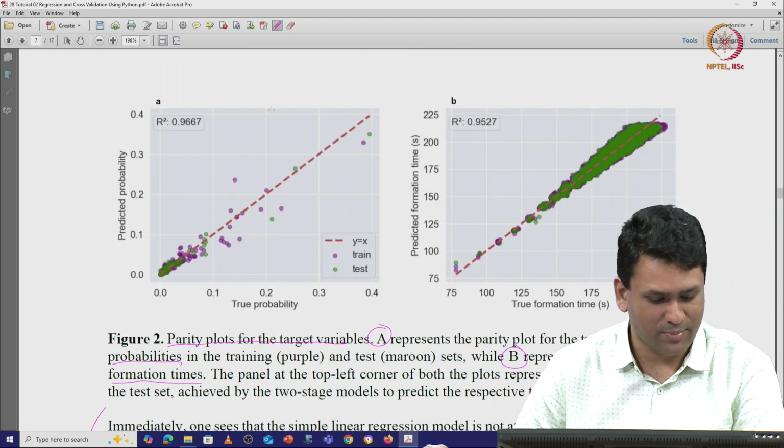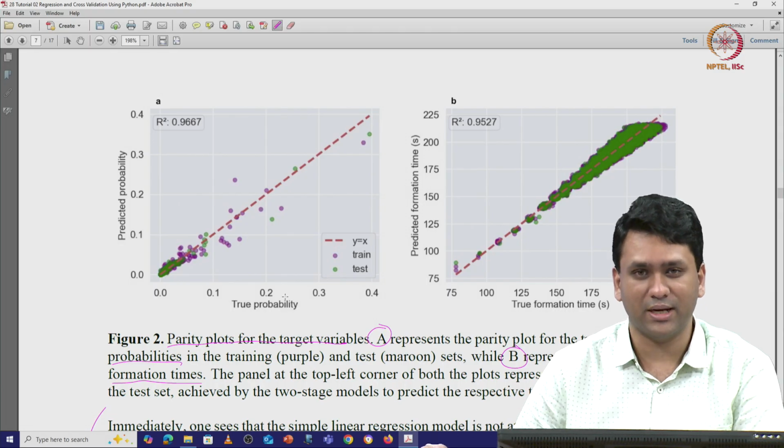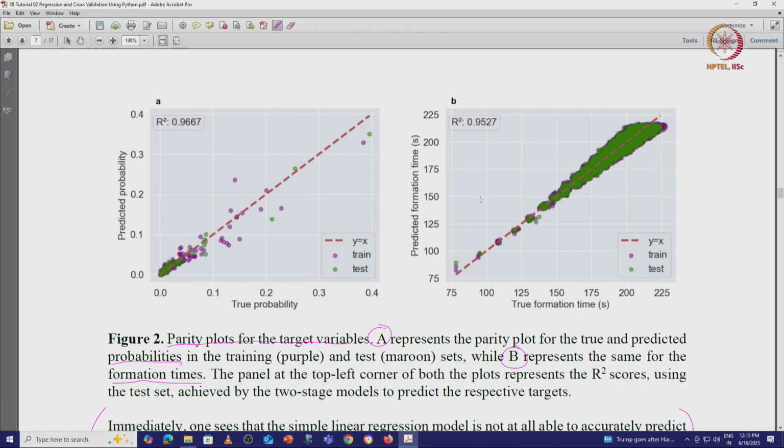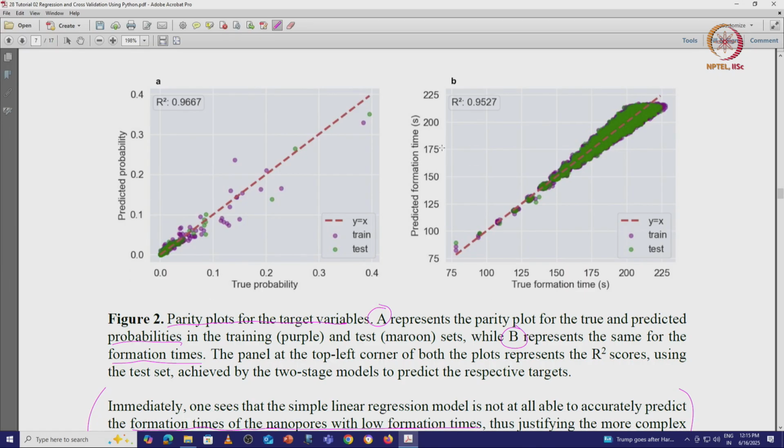And these are the parity plots from the paper that I had referred to in the Journal of Chemical Physics, and you can see that these parity plots look quite good.